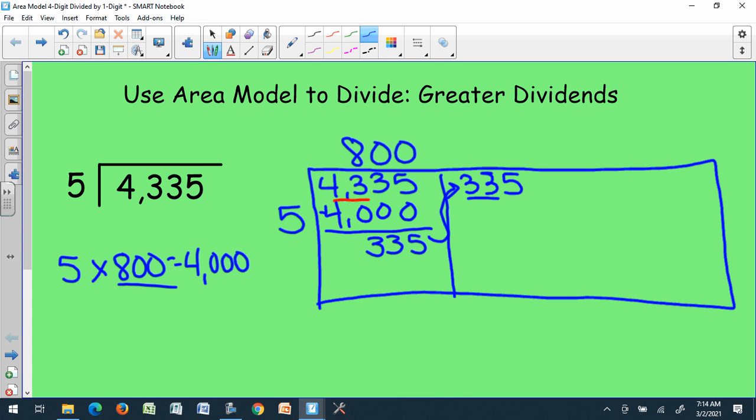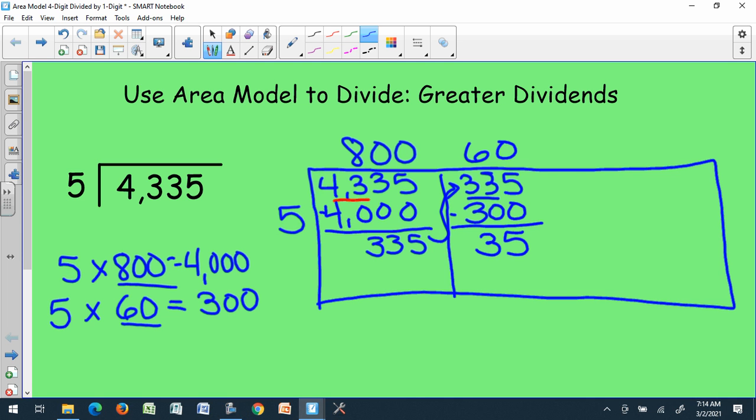Again, I'm going to look at those first 2 digits. And I'm going to think to myself, okay, 33 is really close to 30. That's a multiple of 5. And I know that 5 times 6 equals 30, which tells me that 5 times 60 equals 300. And that's as close as I'm going to get with a multiple of 10 to this. So I'm going to put my 60 on top, because again, that's the number I'm multiplying by. And then when I do 60 times 5, I get 300. I'm going to subtract there, and I get 35.